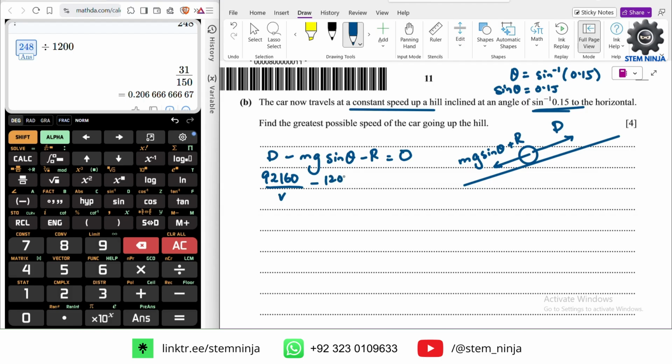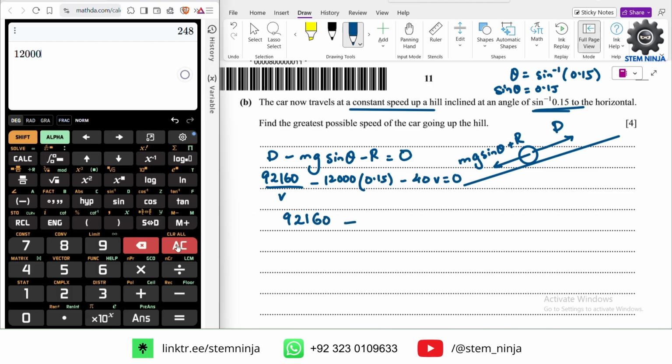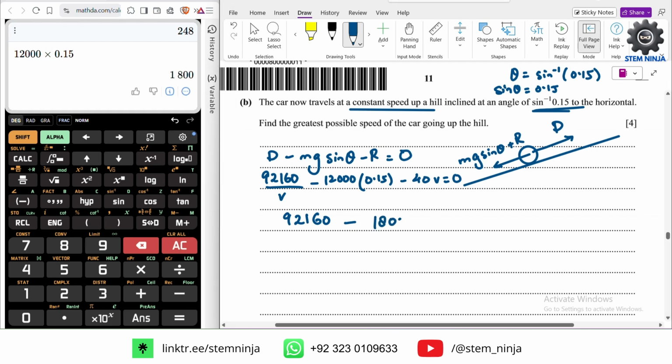So 12,000 times 0.15 minus R, which would be kV, 40V, equals 0. Multiply by V on both sides, so 92,160 minus 12,000 times 0.15, that is 1800 V, minus 40V squared equals 0.